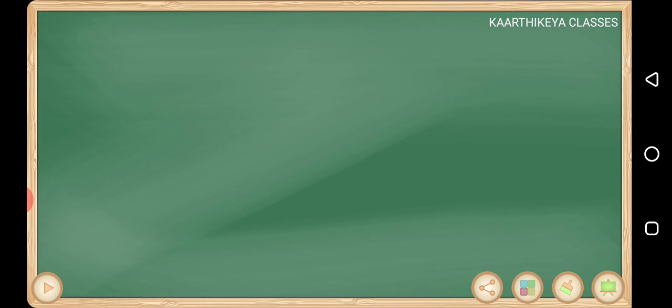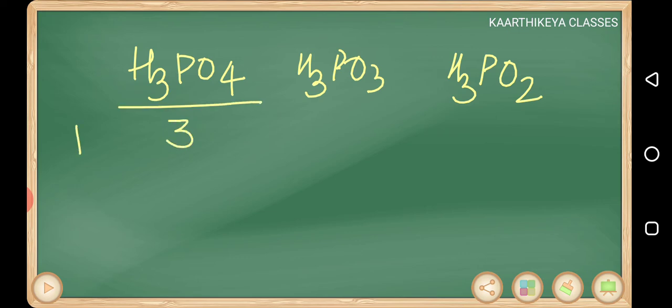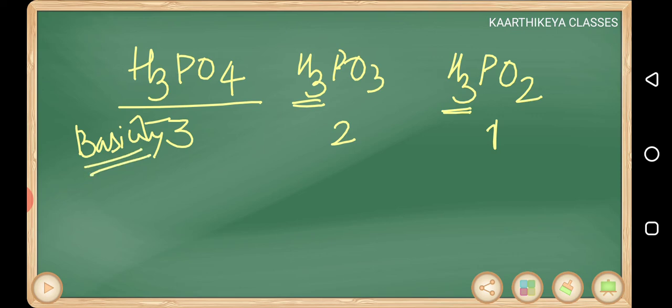You see, H3PO4, H3PO3, H3PO2. Now the basicity of this: H3PO4 is tribasic, this is 2 and this is 1. Don't decide based on hydrogens, but decide based on the structures. H3PO4, H3PO3 and H3PO2, basicity.